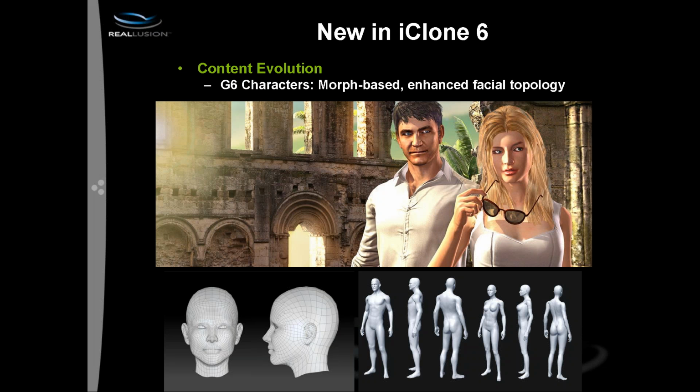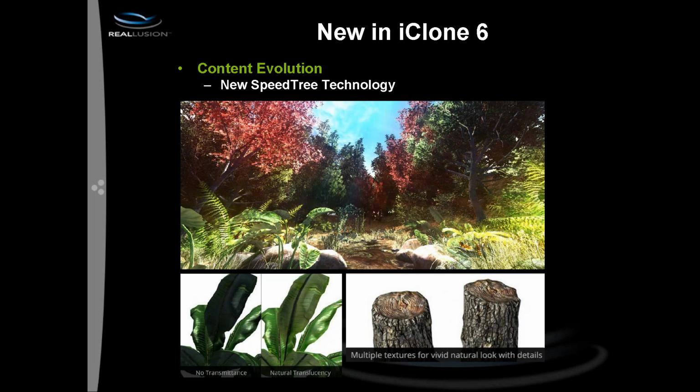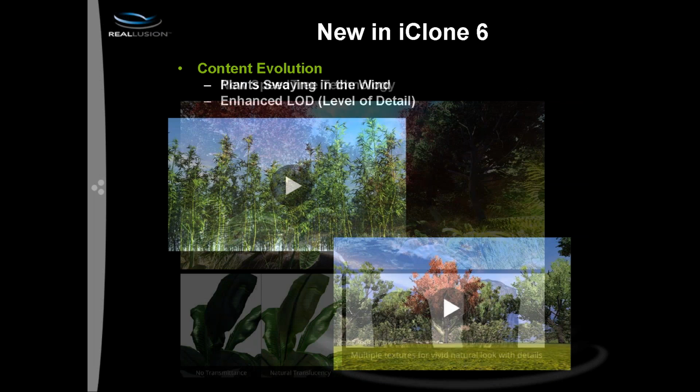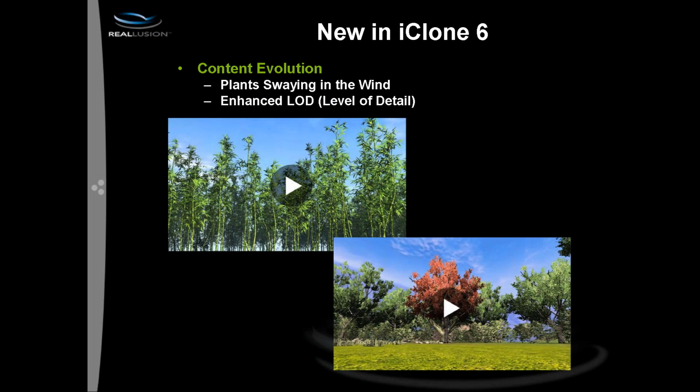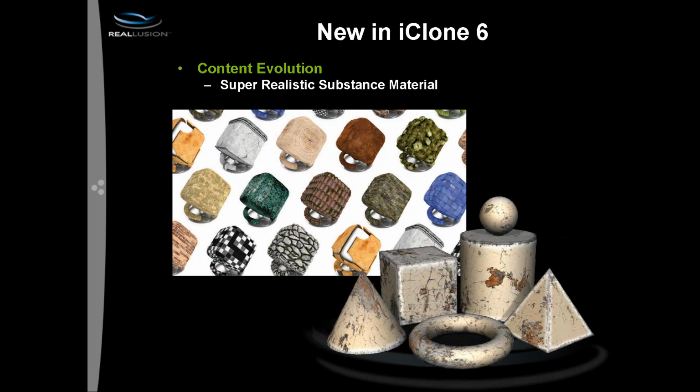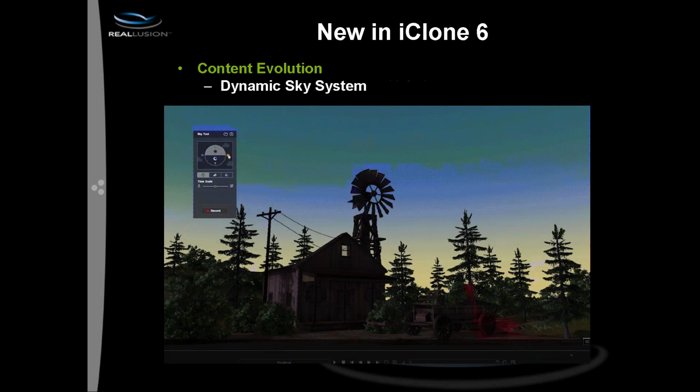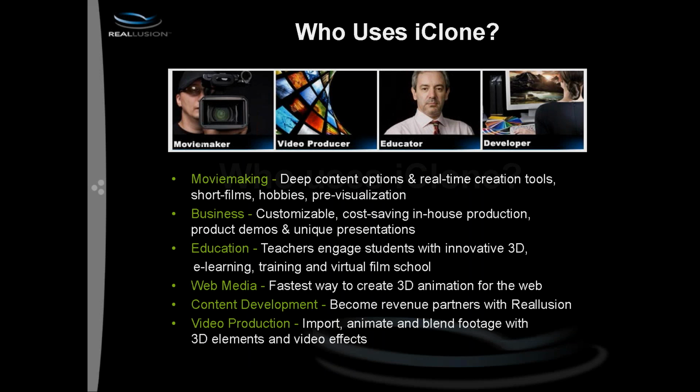Content evolution. So we have morph-based enhanced facial topology, which has to do with the character creator, and SpeedTree as well. We will deal with SpeedTree actually in this webinar. I think we'll have time for that. And enhanced level of detail. This is all stuff that we can talk about later on. We'll send out this PowerPoint later on. You can go through it on your own time. So if I'm going too fast for you, feel free to ask questions later on.